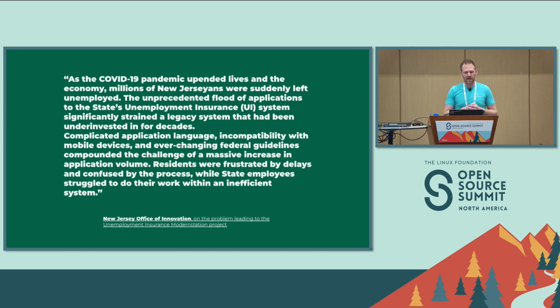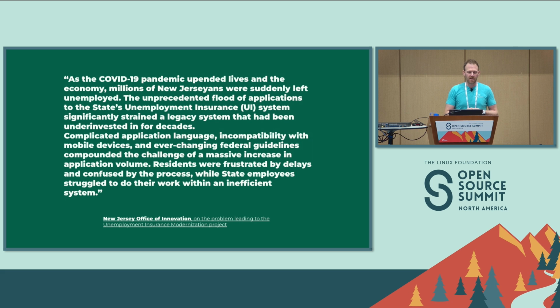As the COVID-19 pandemic upended lives and the economy, millions of New Jerseyans were suddenly left unemployed. The unprecedented flood of applications to the state's unemployment insurance system significantly strained a legacy system that had been underinvested in for decades. Complicated application language, incompatibility with mobile devices, and ever-changing federal guidelines compounded the challenge of a massive increase in application volume. Residents were frustrated by delays and confused by the process, while state employees struggled to do their work within an inefficient system.